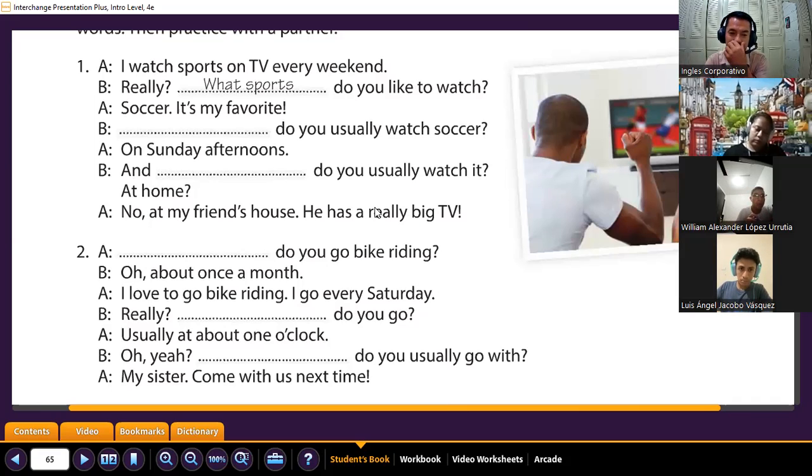Pay attention to the answer, right? Prestemos atención en la respuesta. La número uno es soccer. Soccer, right? Entonces, what sports? Soccer. Y aquí me está preguntando, en la siguiente, Sunday afternoon. Y aquí, en casa me está diciendo. Entonces, ¿cuál sería? Luego me dice, about once a month, una vez al mes. Y la otra dice, 1 o'clock. Y por último, my sister. O sea, ahí ustedes determinan, es what, when, who, etcétera. Okay? Do it, please.